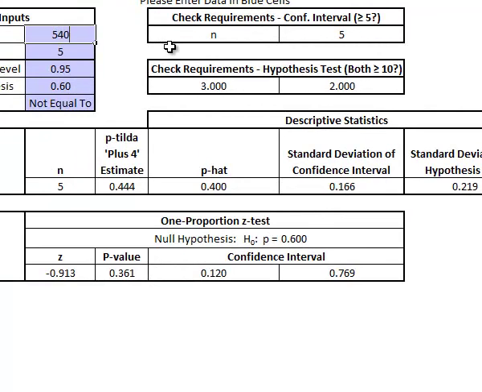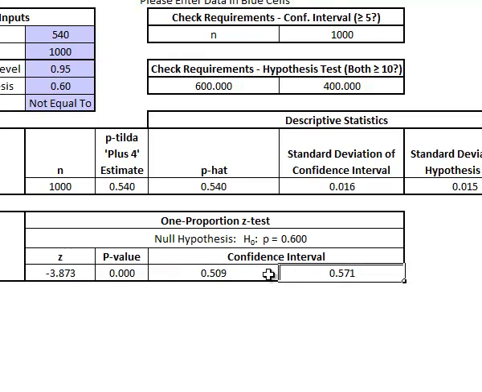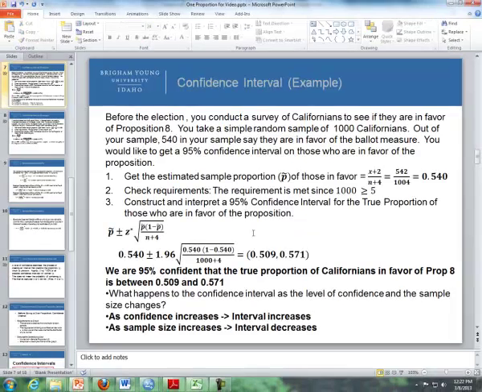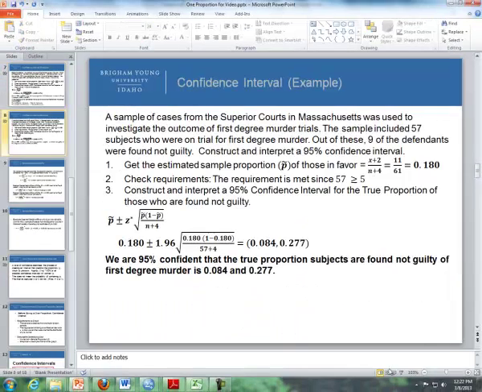So you put in 540 for x and 1000 for n. When you solve for that, you get your confidence interval down below here. This is pretty nice. And if you want to set your level of confidence here, you type it in decimal form. Okay, so now let's go through another example.